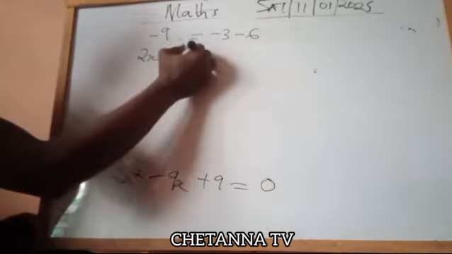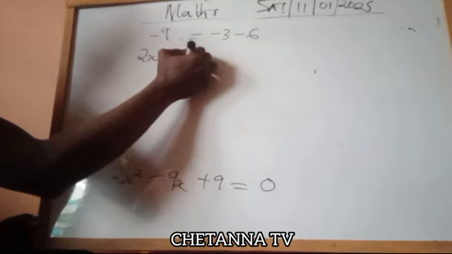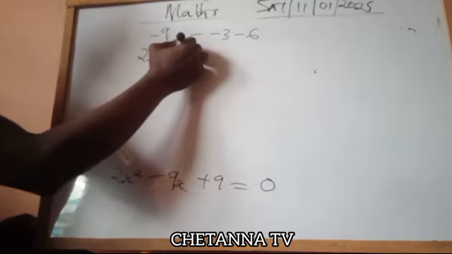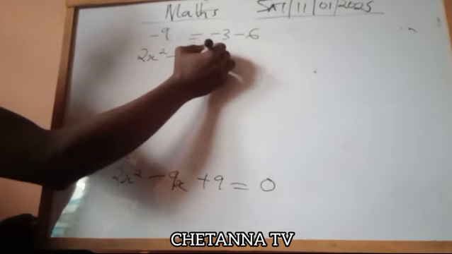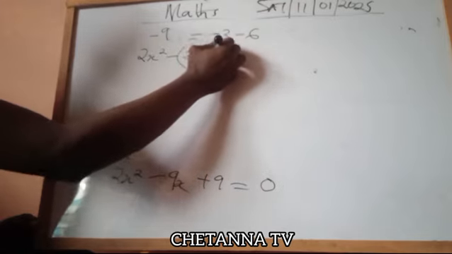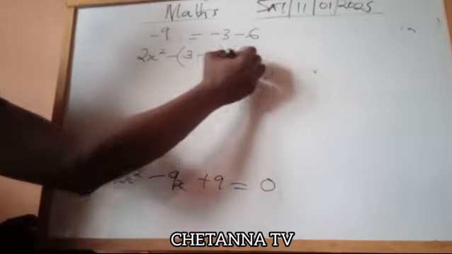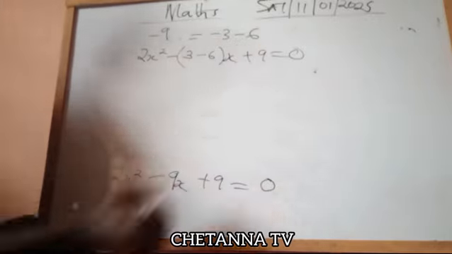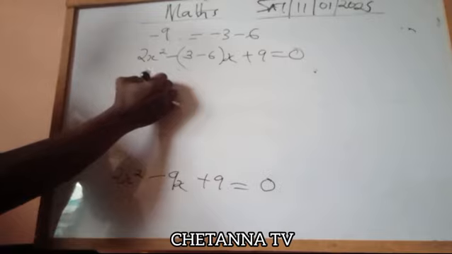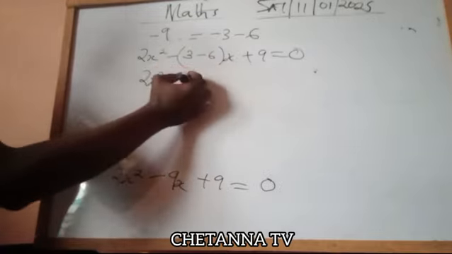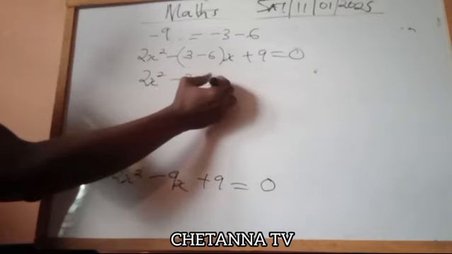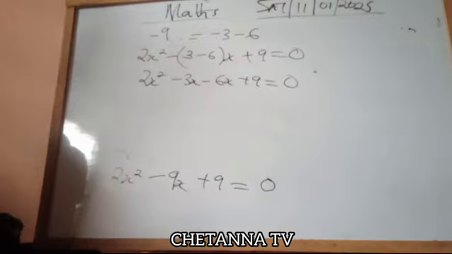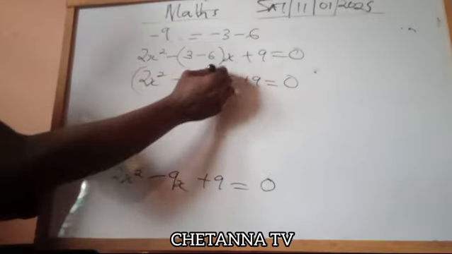Is it clear now? So if you now have 2x squared minus 3x minus 6x plus 9 equal to 0, we now put the brackets, okay?